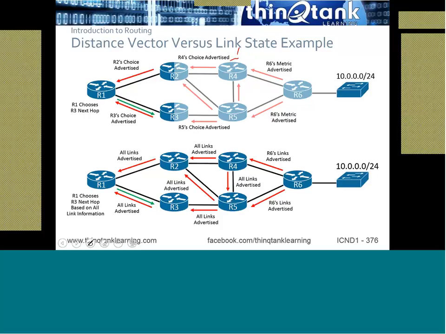Router 4 then advertises its choice to router 2. It doesn't advertise that it has 2 ways to get to the network. It just advertises the route that it chose. Does that make sense? So by the time I get to router 2 and router 3, router 2 has a couple of choices. Router 3 has different choices. But router 2 advertises the path it chose. Router 3 advertises the path it chose.